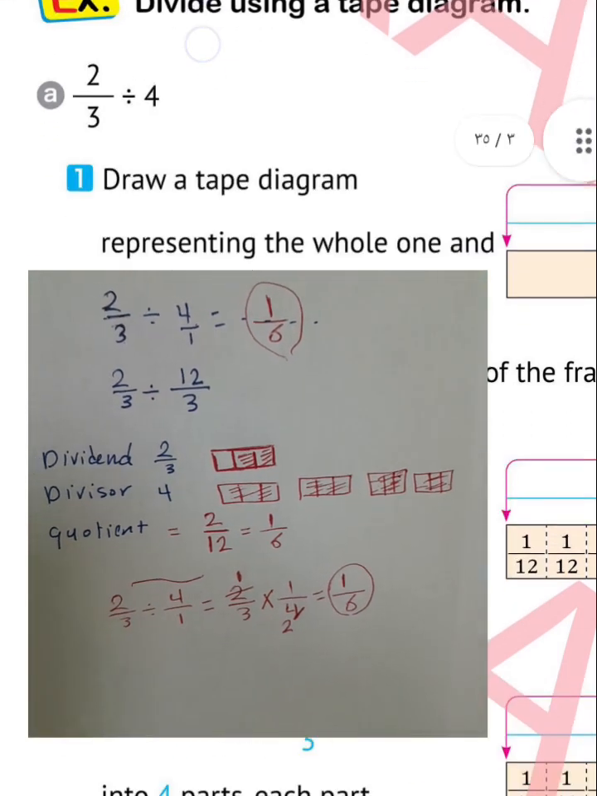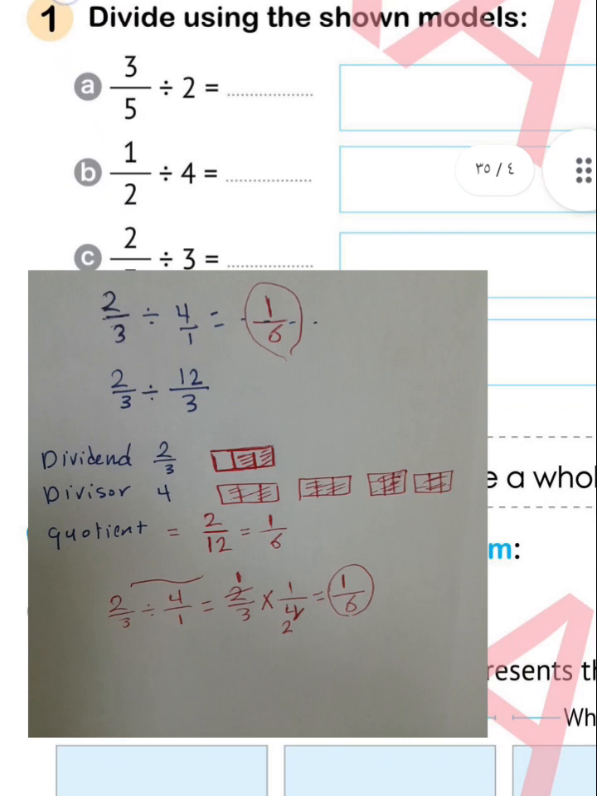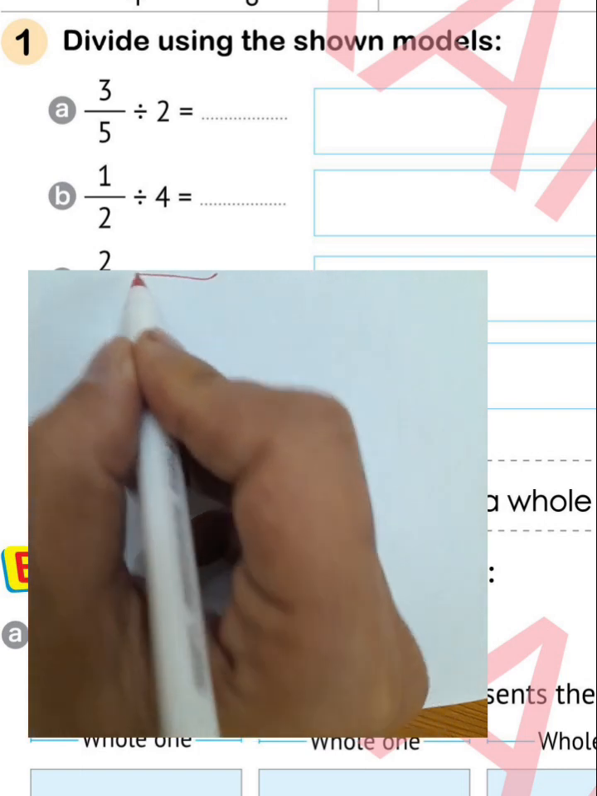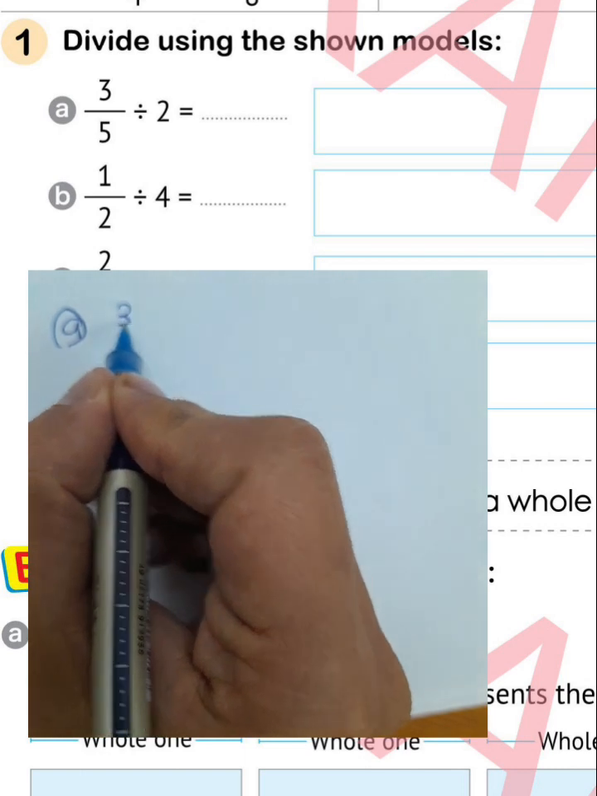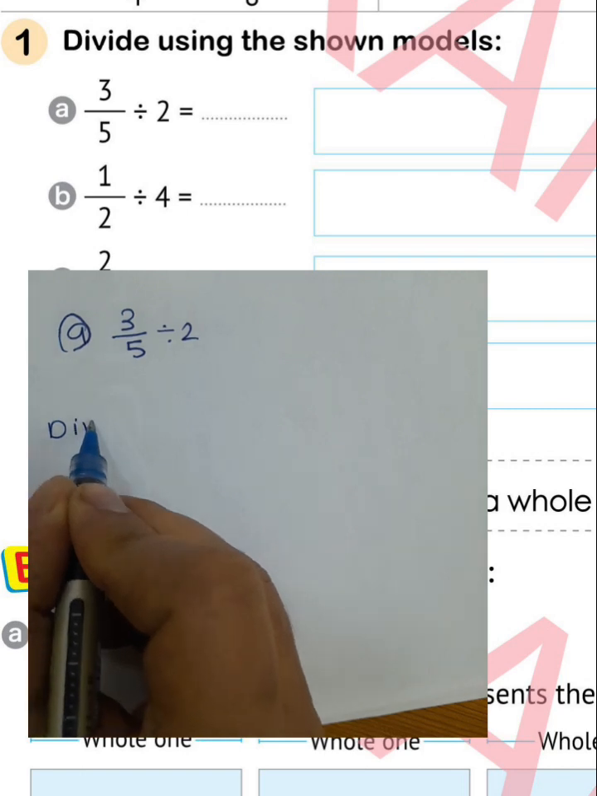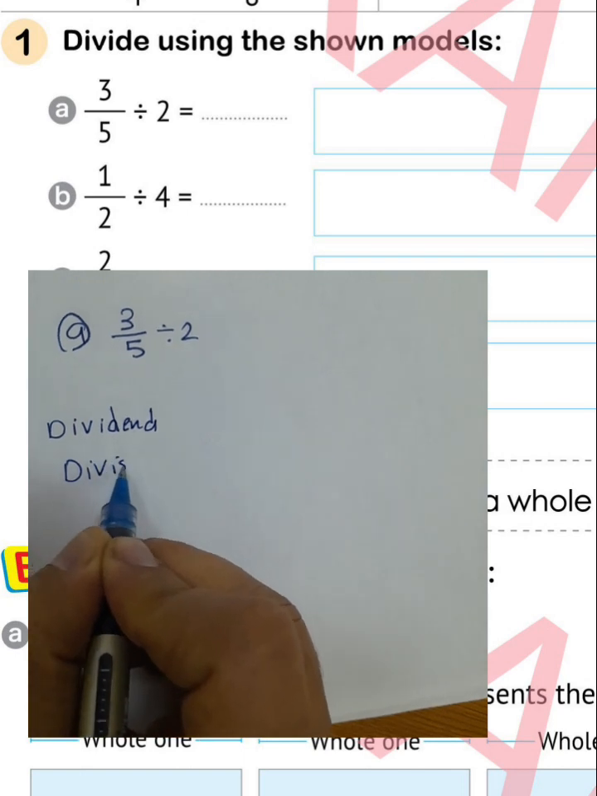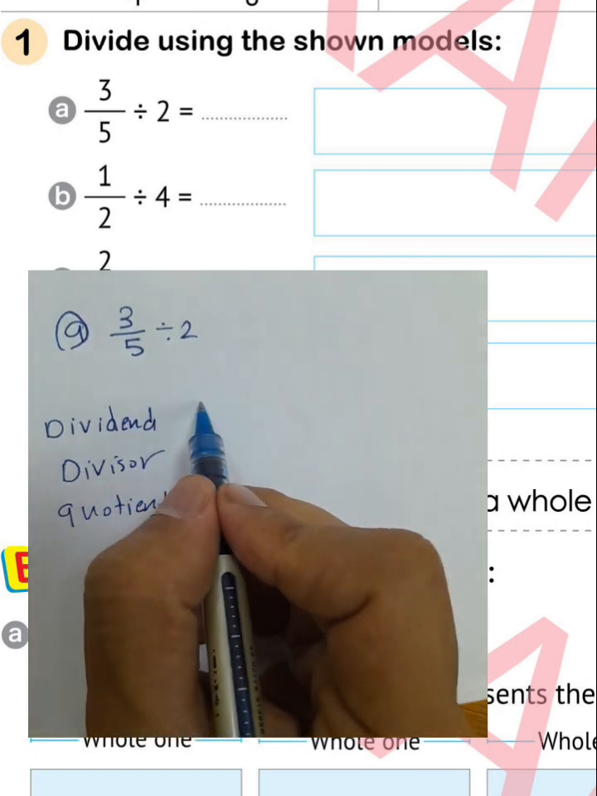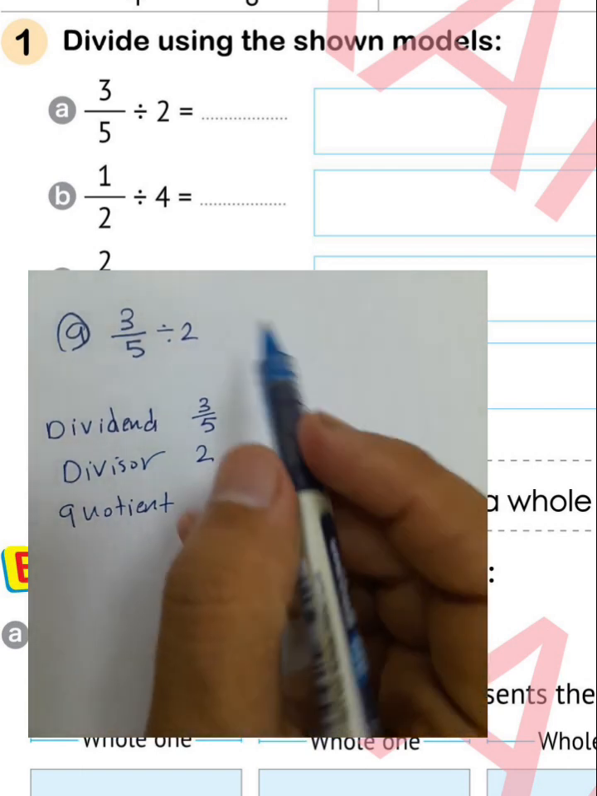Okay, understood. Look with me at the questions here. Divide using the shown models. Letter E. Question letter E. 3 over 5 divided by 2. We have here the dividend, divisor, and quotient. The dividend was 3 over 5, divisor 2. The quotient we can get by dividing the 2 numbers.